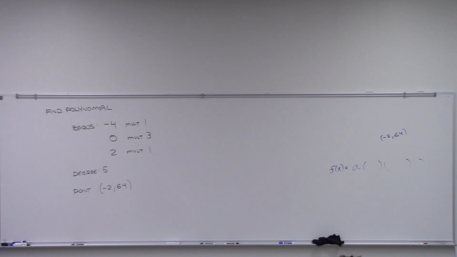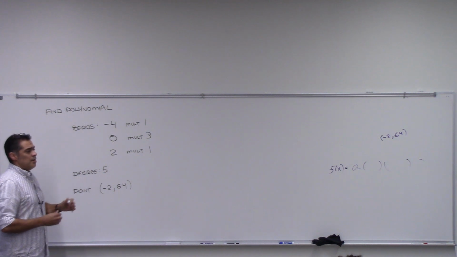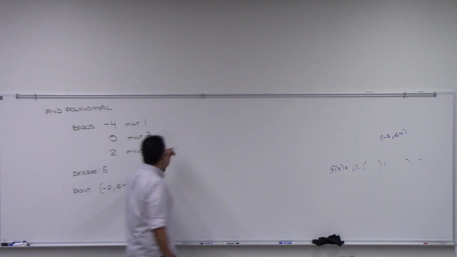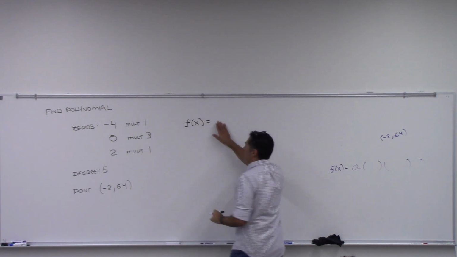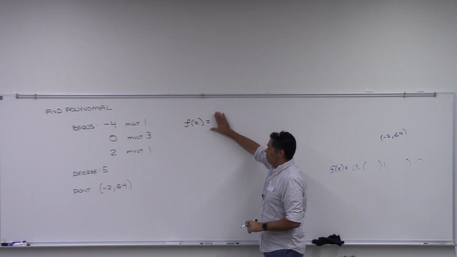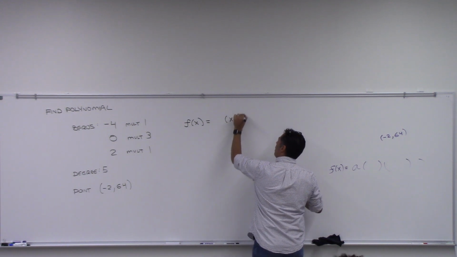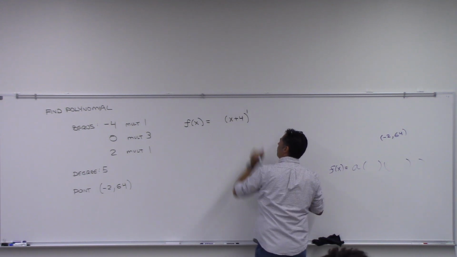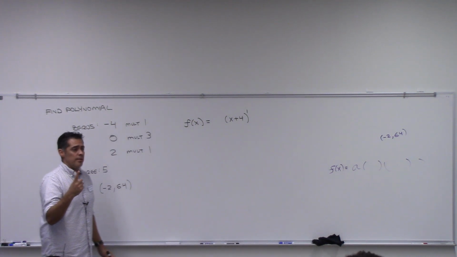You all ready to talk about it? All right, so here's the deal. I need to come up with a function. Now, I'm going to leave a space in the front for what I'm going to do in a second. I know that I need the factor x plus 4, and I need that raised to the first power, right? Because that's what it means to have negative 4 as a 0 with a multiplicity of 1.